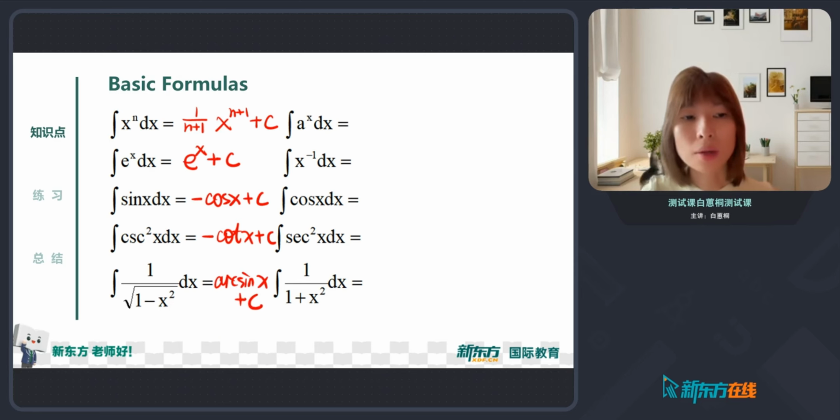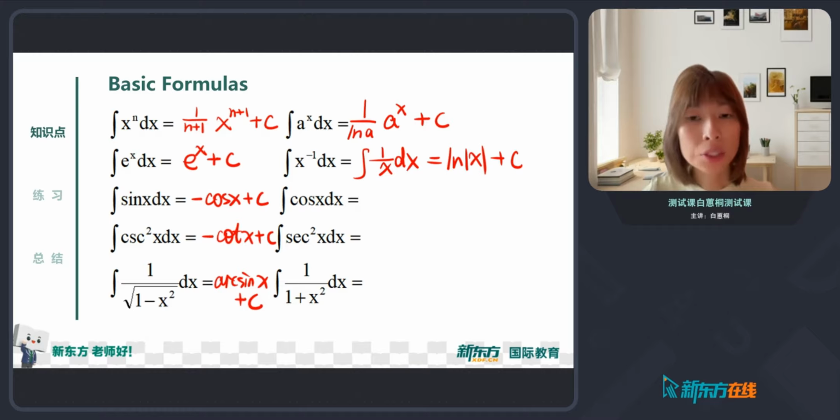And the next one, the integration of a to the power of x is going to be a to the power of x itself, but do not forget to write down the fraction before that to cancel out the natural log of a. So that is going to be 1 over natural log of a, and then do not forget to write down c here. And then the integration of x to the power of negative 1 is going to be the integration of 1 over x dx. So that is the natural log of the absolute value of x plus c.